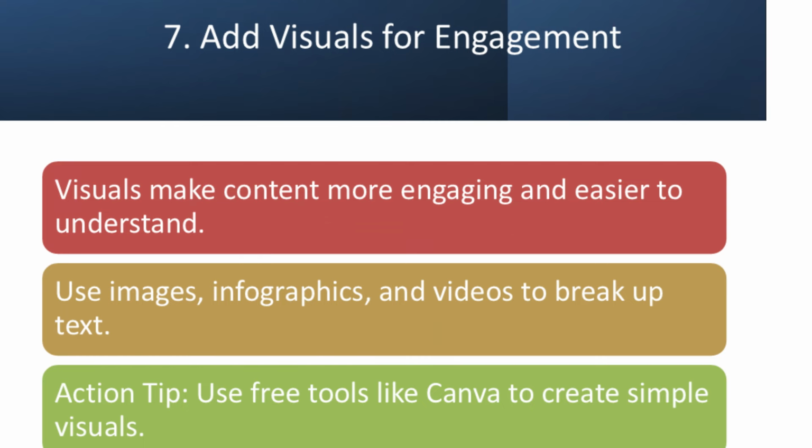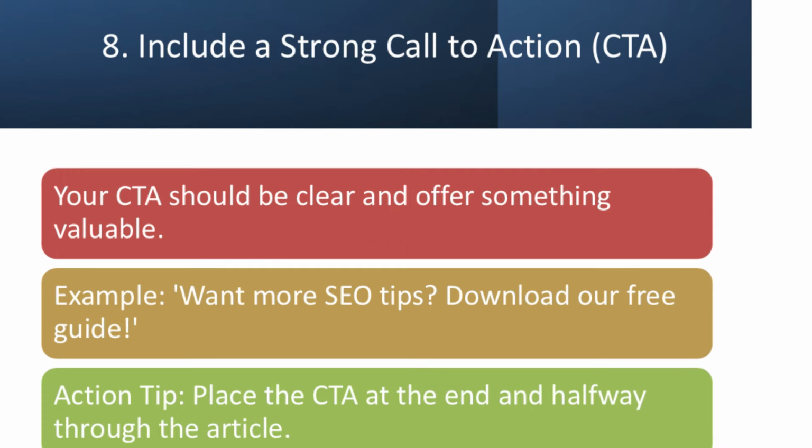Now comes the eighth step, which is include a strong call to action or CTA as it is called. So you've written an awesome article. Now what? Now do not let your readers leave without giving them a clear next step. Whether it is subscribing to your newsletter, downloading a guide, or sharing your article, your call to action should be clear and easy to follow.